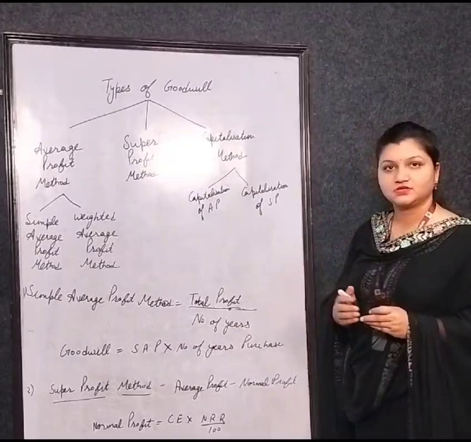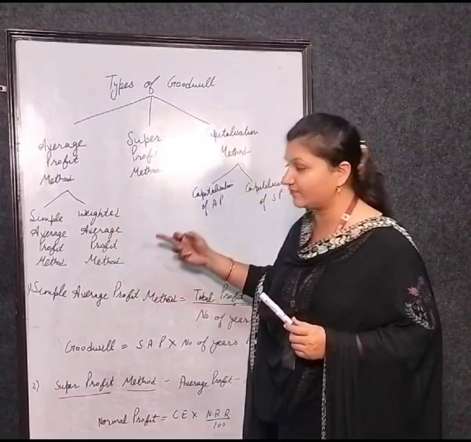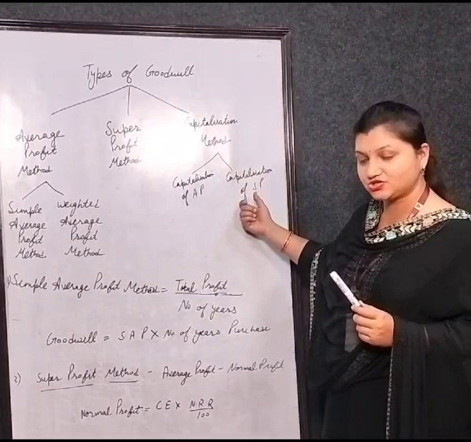First is average profit, second is super profit, third is capitalization method. See, average profit is of two types: simple average profit method and weighted average profit method. Second main method is super profit method. Third main method is capitalization method. First is simple average profit method.